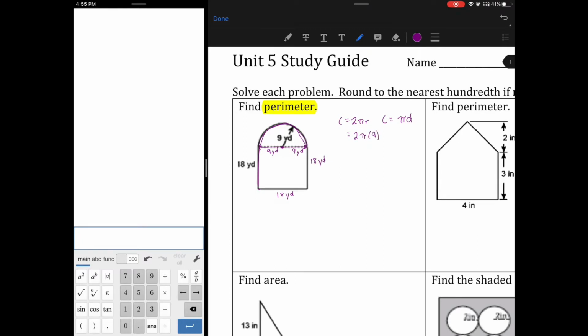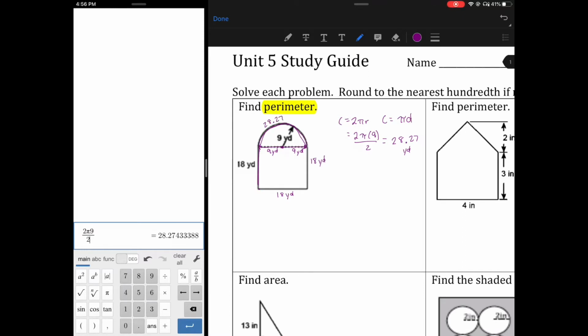So to find the perimeter of the entire shape, I need to find that circumference, and because it's only a semicircle, I actually need to divide it by 2. And then I'll go over to Desmos and I'll just plug it in. So I'll put my fraction bar first, and then 2 pi times the radius goes on the top, divided by 2 because it's half of a circle, and I get 28.27 yards. So that's this outside length right here.